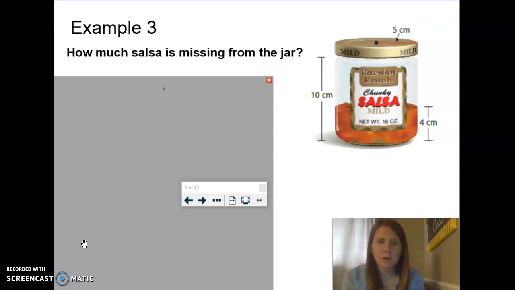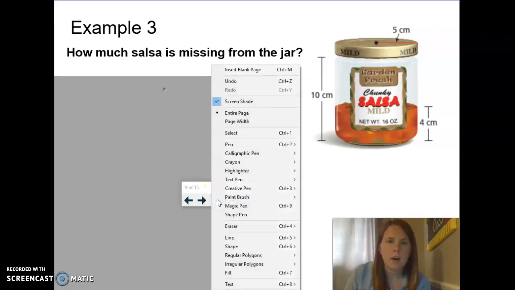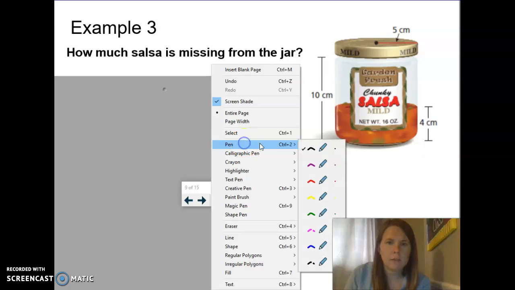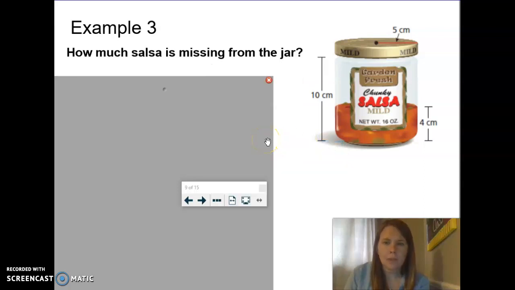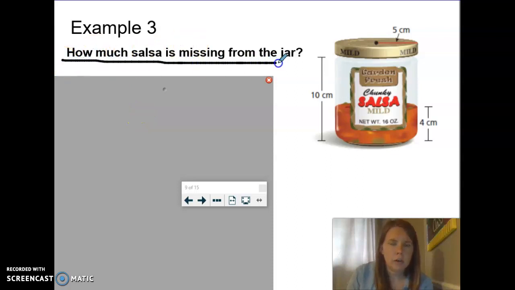This is part 2 of lesson 8.1, which is all about volume of cylinders. In the last video, we left off with the "on your own" part, and we went through those answers. So we're going to move into example 3 here, and we're going to talk through example 3 and continue on. Example 3 asks how much salsa is missing from the jar.